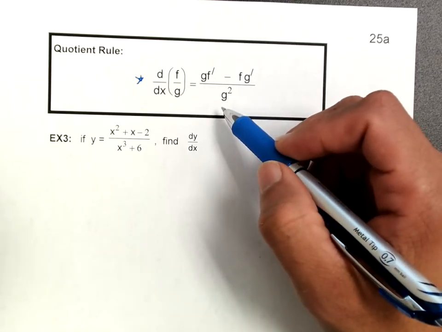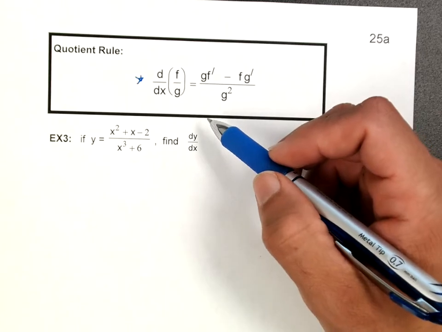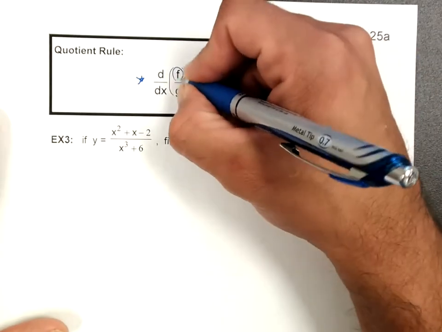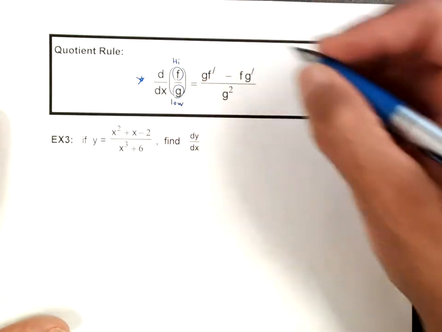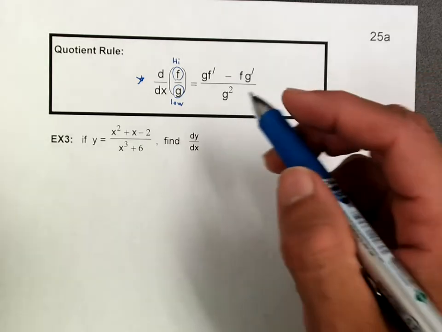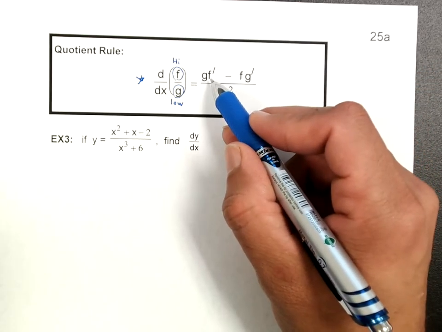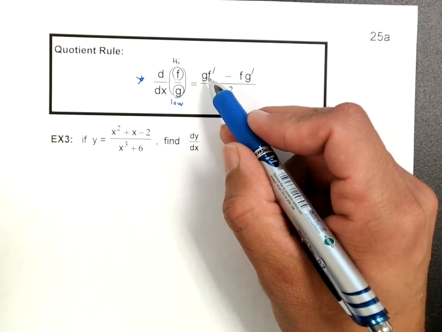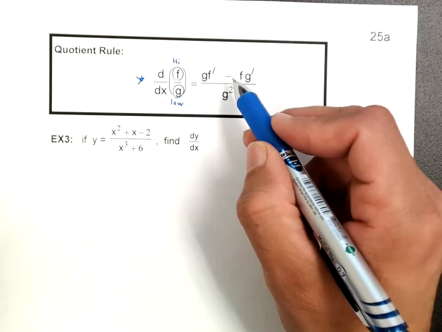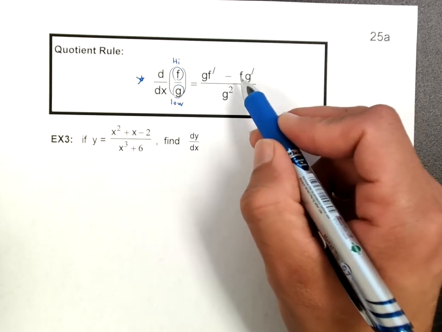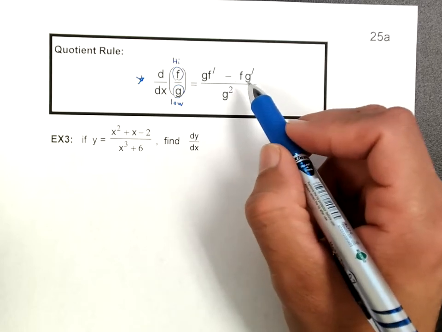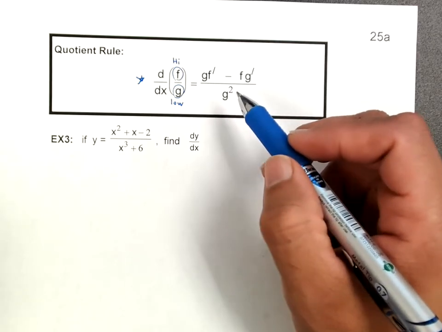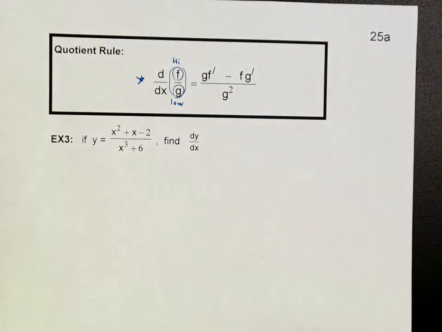Now, the way that some people remember it, a lot of calculus teachers use this trick where they call this the high and they call this the low. So basically what they do is they say low d high. When they say d high, they mean the derivative of the high one, which is this one. So low d high minus high d low, the derivative of the low, over the bottom squared. Hopefully that helps you remember it, but you're going to have to memorize it either way. And this is one of those things that's really not going to go away.